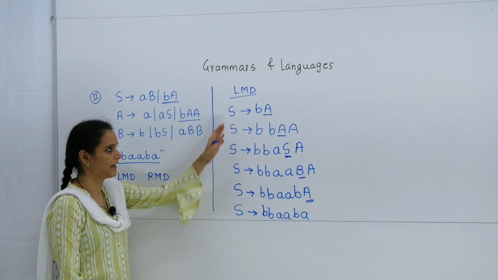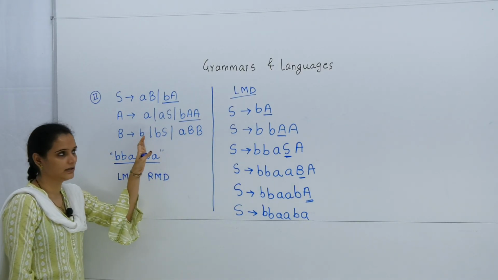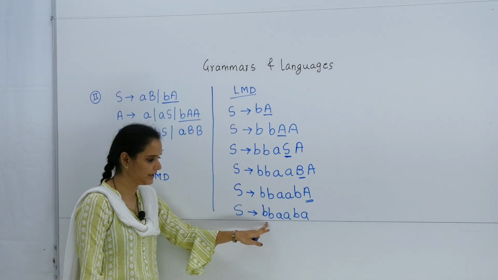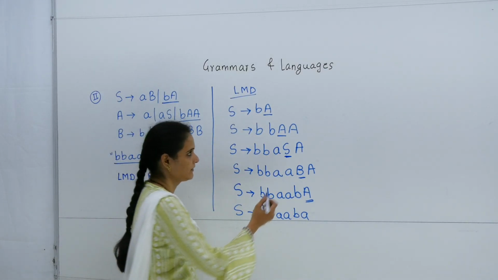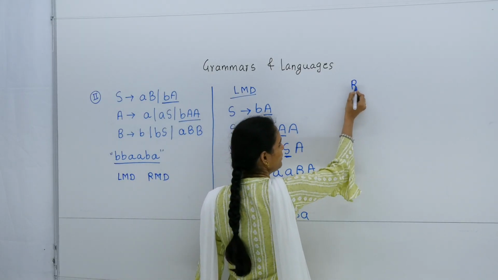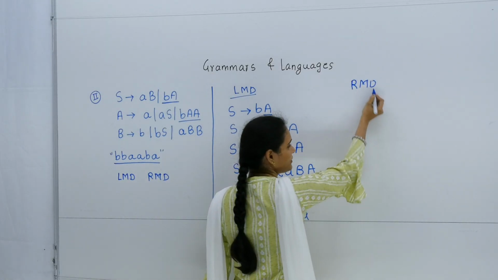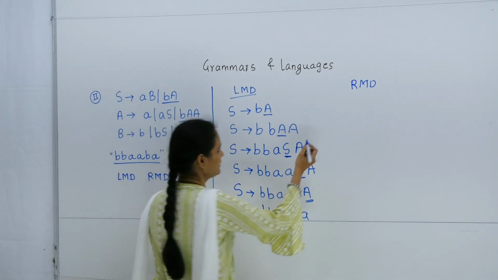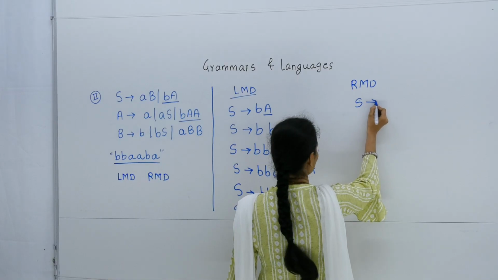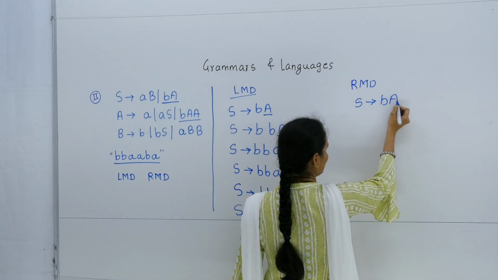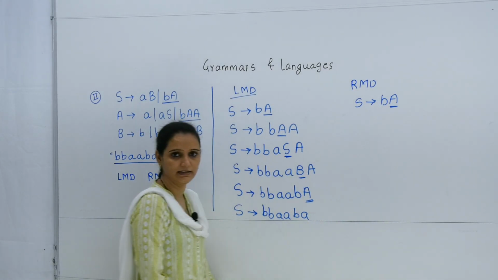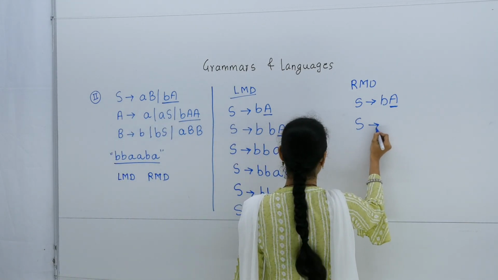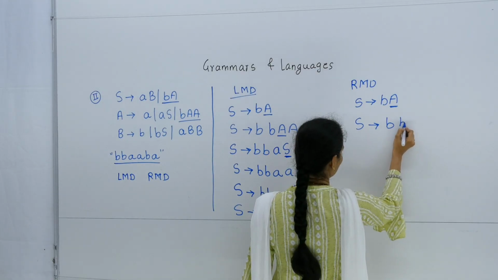So here, by using those production rules in leftmost derivation, we have derived the string BBAABA. The next is the rightmost derivation. The same string we are going to derive by using the rightmost derivation. S produces BA. So the rightmost non-terminal here is A. That A again we are replacing by BAA.